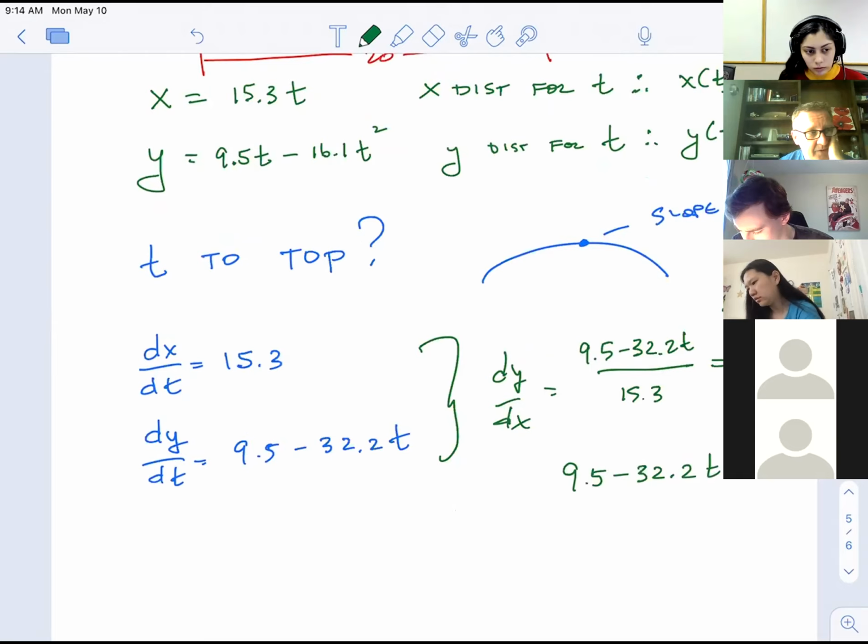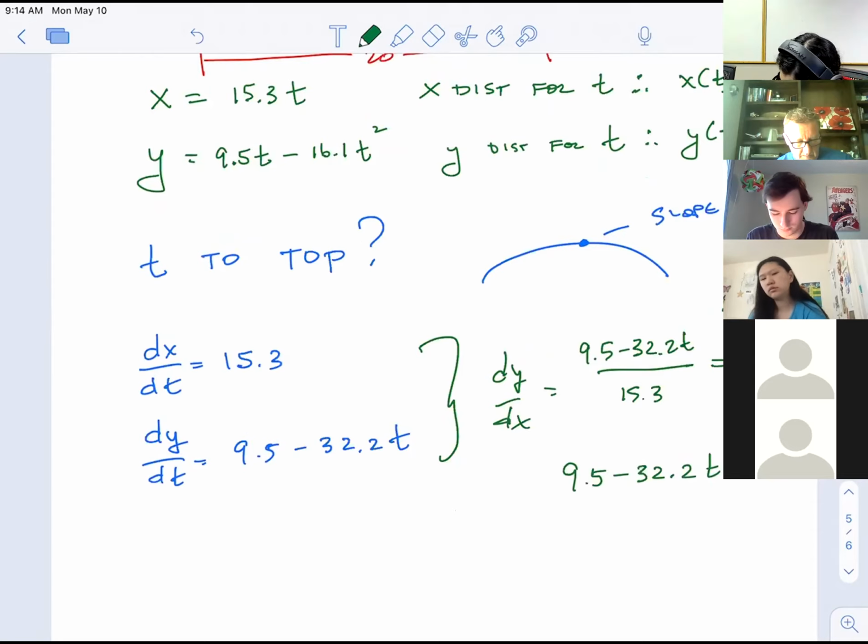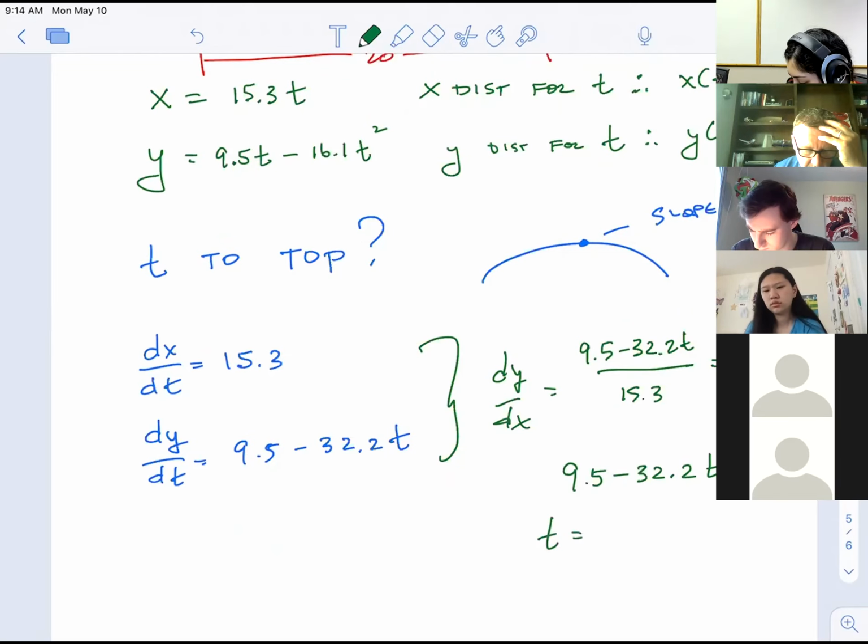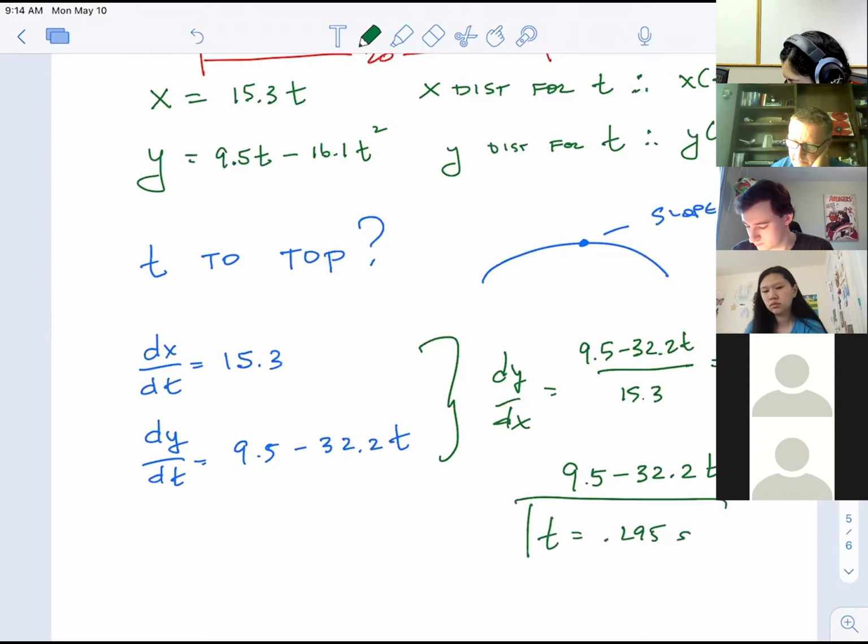And so if I add 32.2t and divide 9.5 by 32.2, I do get a number around half of 0.6 seconds, which is 0.295. So t equals 0.295 seconds. And so I know that's calculus in action. You can appreciate that's an important part of this.